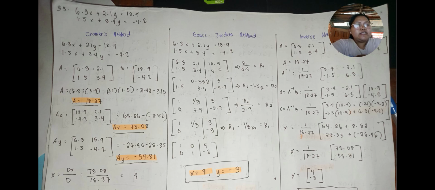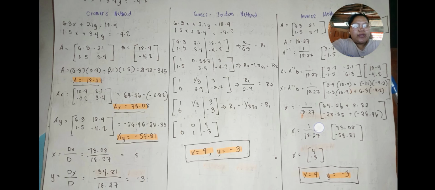Next, we are going to get its determinant Y. Since it is a 2 by 2 matrix, 2 rows and 2 columns, X and Y are the ones that we are going to get. So, determinant Y is equal to 6.3, 1.5, 18.9, negative 4.2. It results from the cross multiplication, 26.46 minus 28.35.